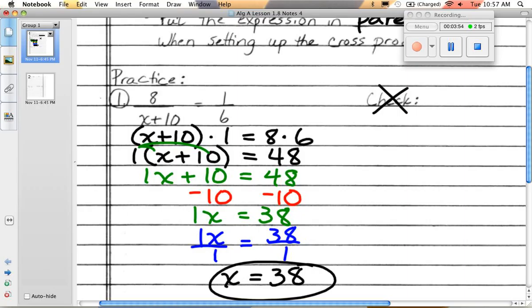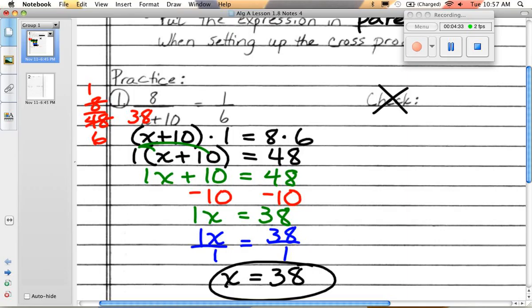So let's put 38 in right here for x. You don't have to do this on your papers. Just do it with me, mental math, okay? So if I put 38 in for x, what is 38 plus 10? 48. So it becomes 8 over 48. And does that simplify? Yes. What does 8 over 48 simplify to? They're both divisible by 8. 8 goes into itself once, and 8 goes into 48 6 times. So this ratio becomes 1/6, and the other ratio becomes 1/6.